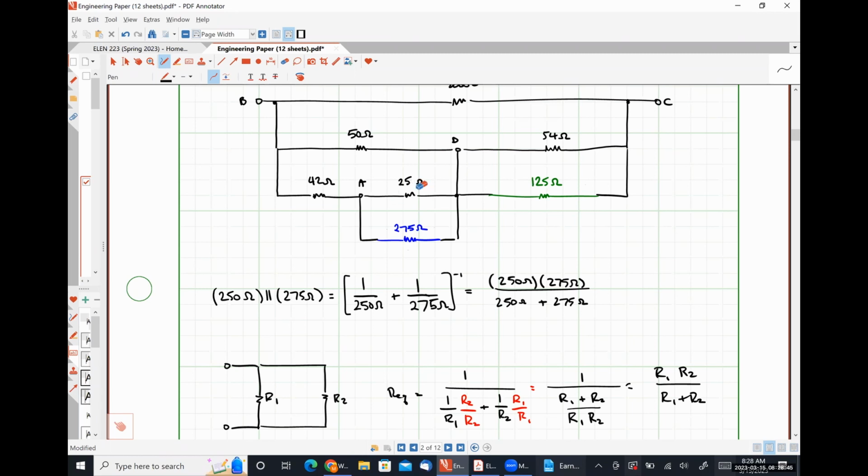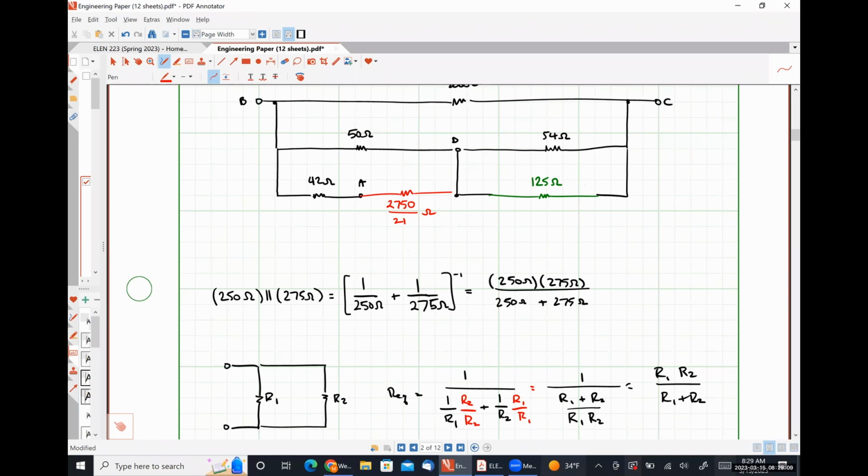So I'm going to erase both of these and replace it now with a single resistance between A and D, right? Which came out to be 2750 over 21 ohms, according to my calculator.